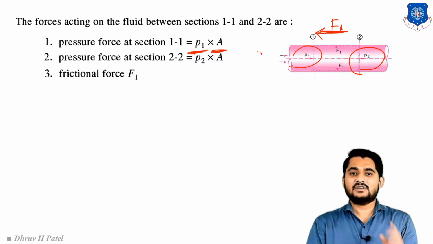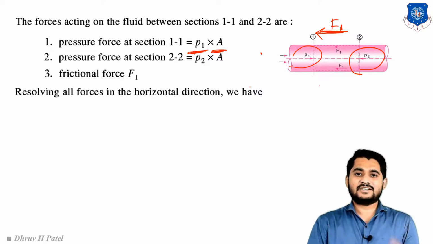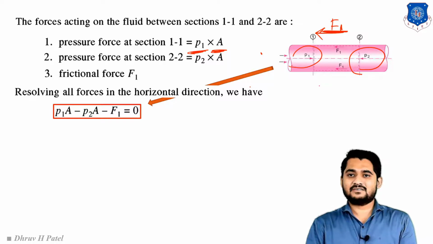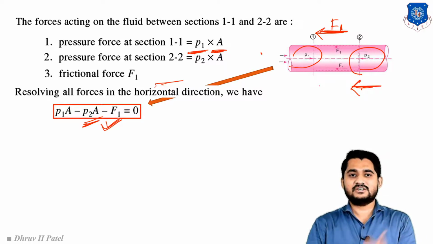And then after frictional losses due to F1. So we can solve horizontal forces in this pipe. So let us resolve horizontal forces of this pipe. So first of all we can write right hand side forces P1 into A, minus P2 into A is minus because it is in the left hand side direction. So we can write minus P2 into A, minus F1 is also in the left hand side. So we can write minus F1 is equal to 0 from this sketch.